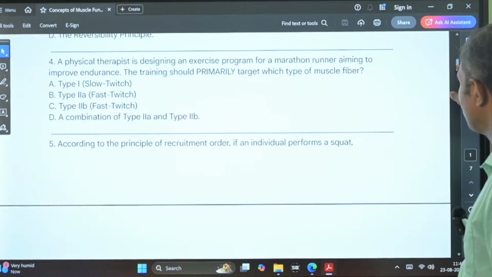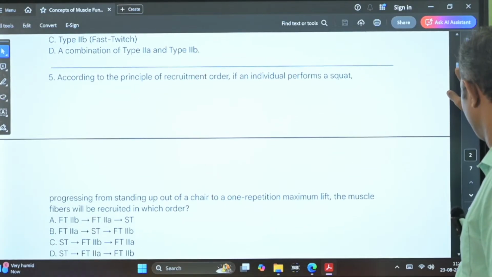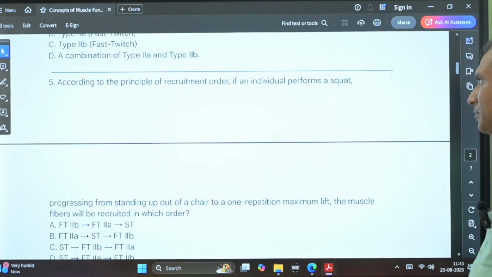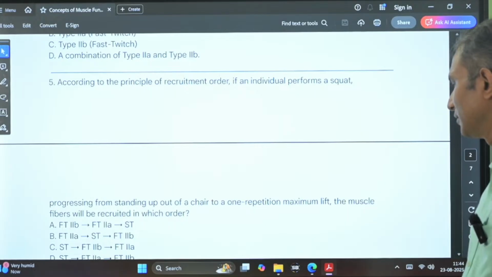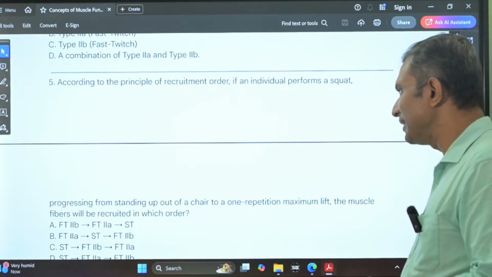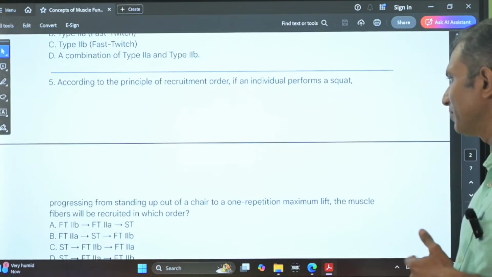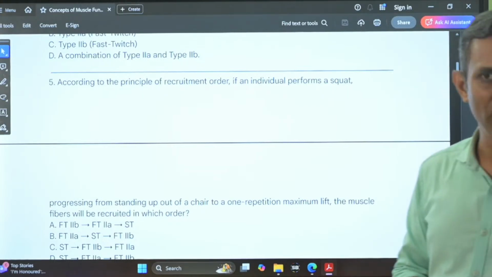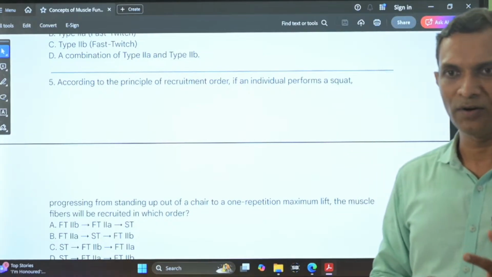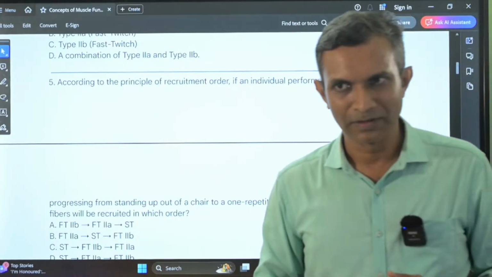Okay, going to question number 5. According to the principle of recruitment order, if an individual performs a squat, progressing from standing up out of a chair to 1 repetition max, the muscle fibers would be recruited in which order?